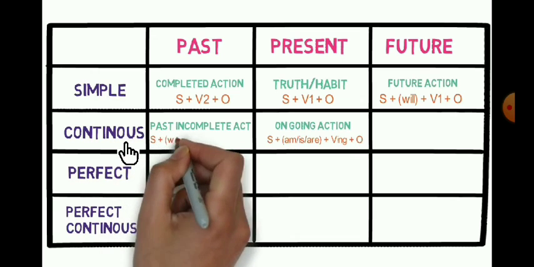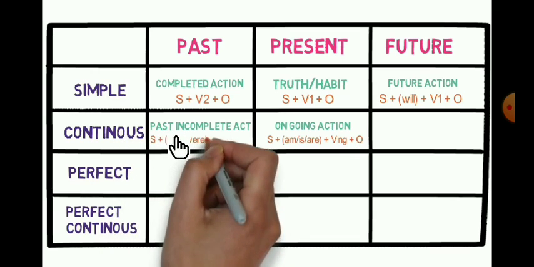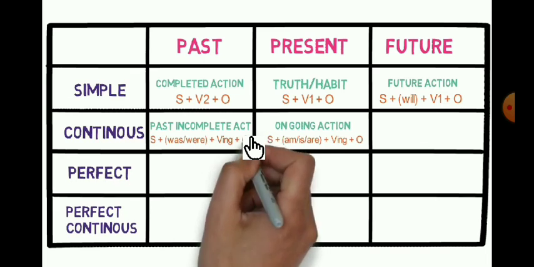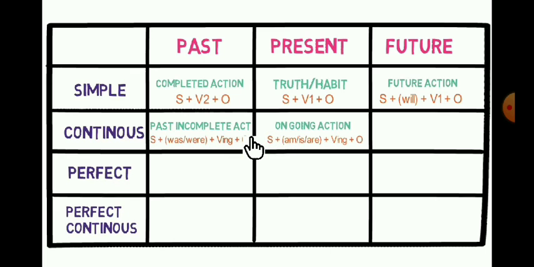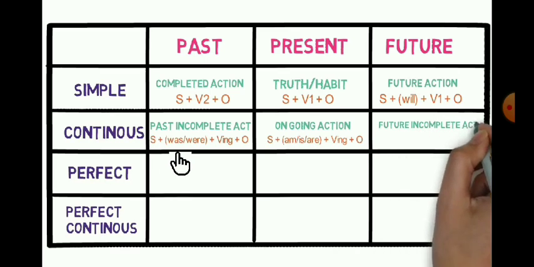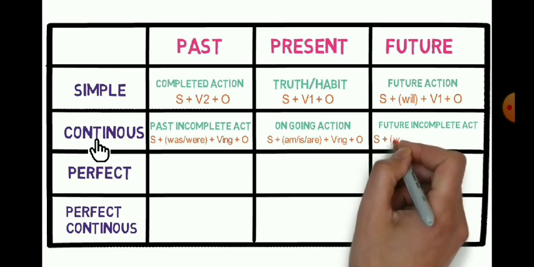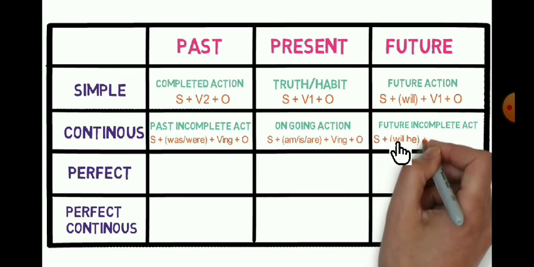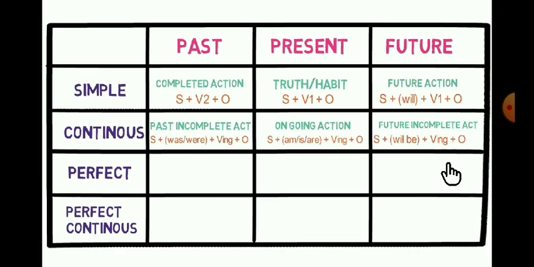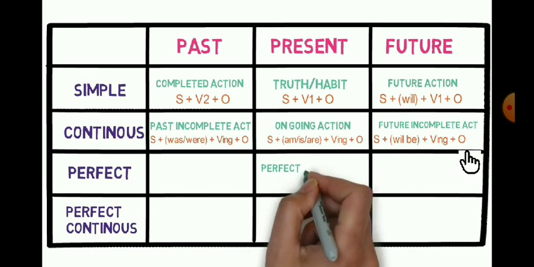Now comes past continuous. What is it? It is a past incomplete action. The action which is incomplete in the past is called past continuous. Subject plus was, were plus verb in the form of ing plus object. Now comes future continuous. What is it? It is a future incomplete action. Subject plus will be plus verb in the form of ing plus object.